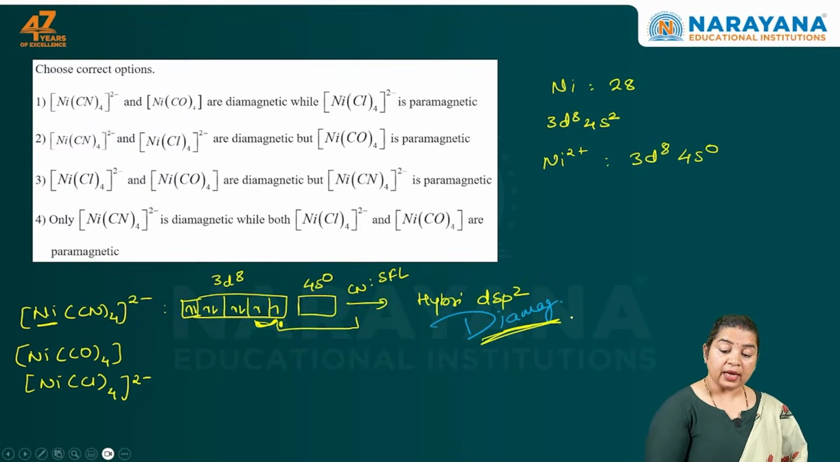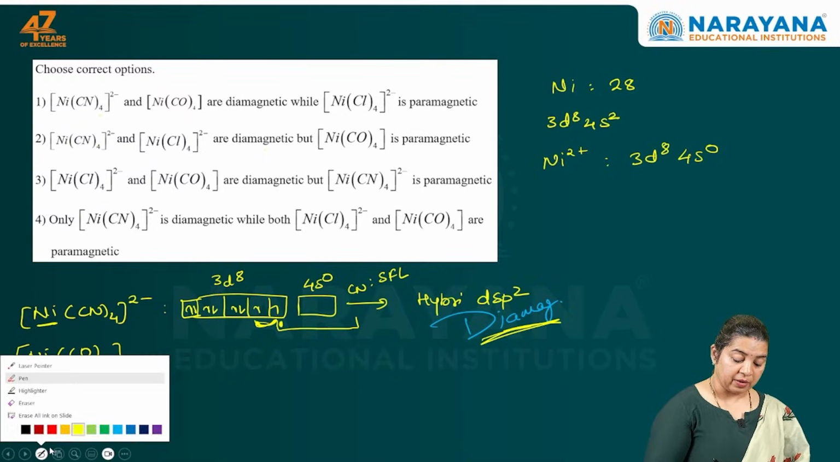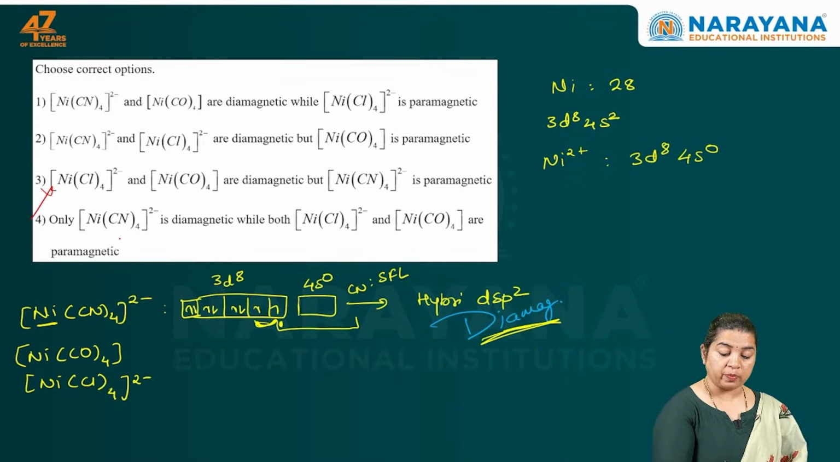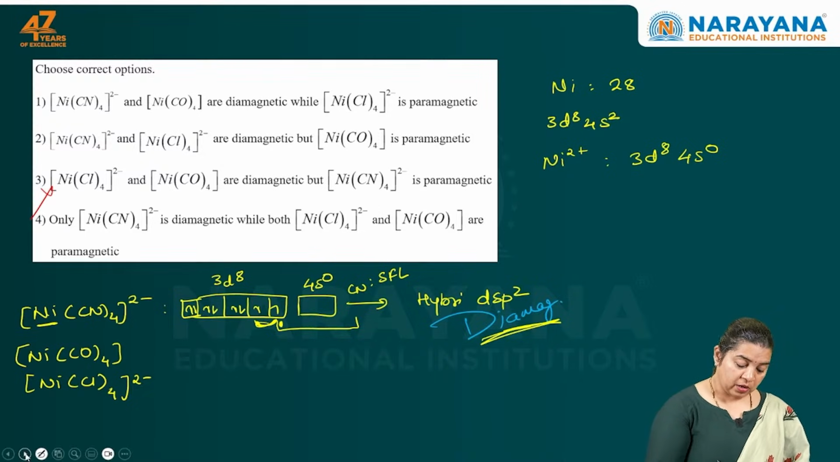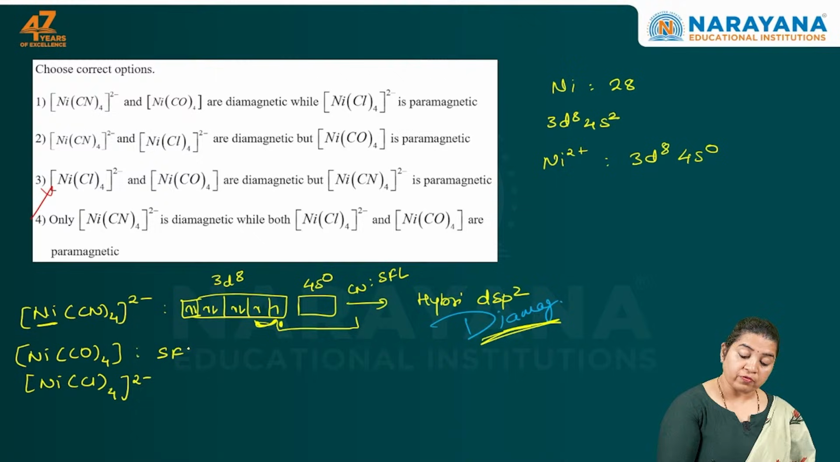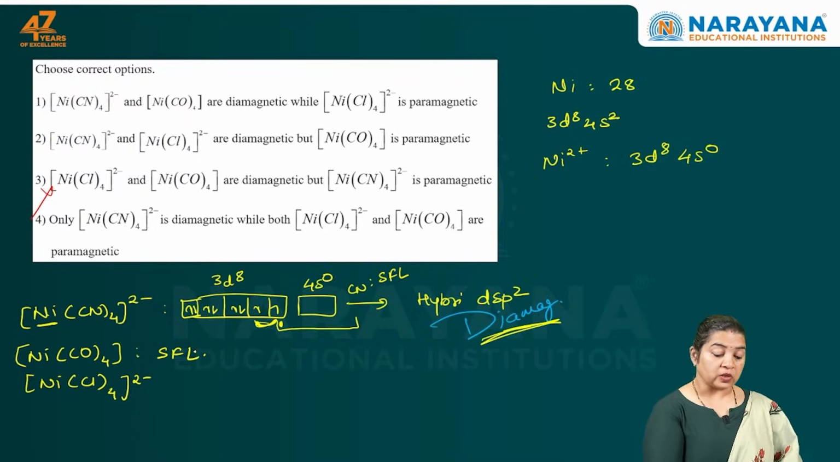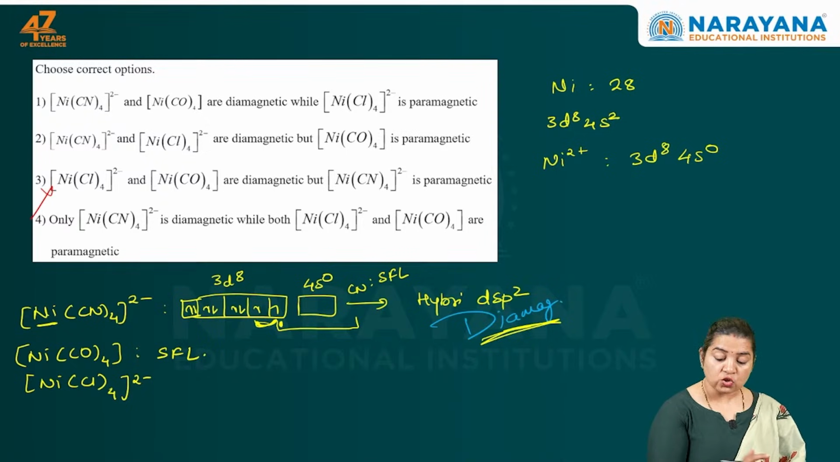Now check. Diamagnetic, diamagnetic. Here it is given as paramagnetic, so this option is not possible. [Ni(CN)4]2- is diamagnetic. So, options 1, 2 and 4 are still in the race. Let us move to the carbonyl, carbon monoxide. Again CO is a strong field ligand, just like cyanide; carbonyl is a strong field ligand.